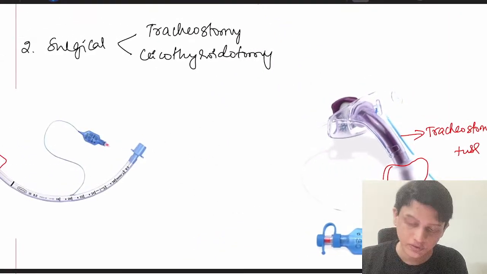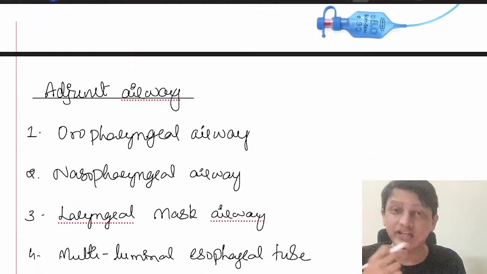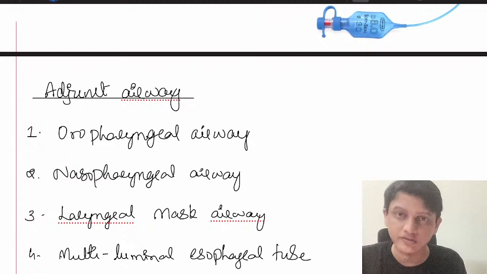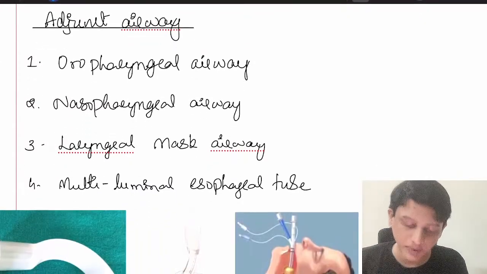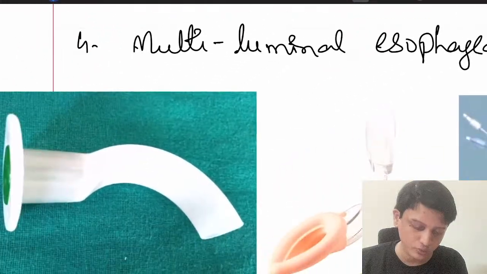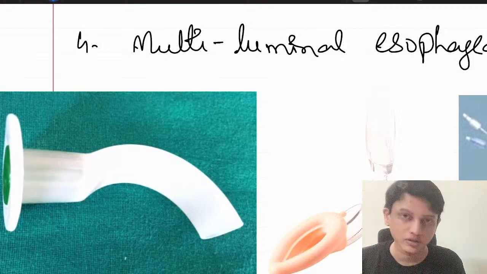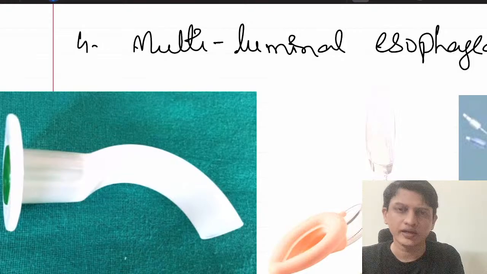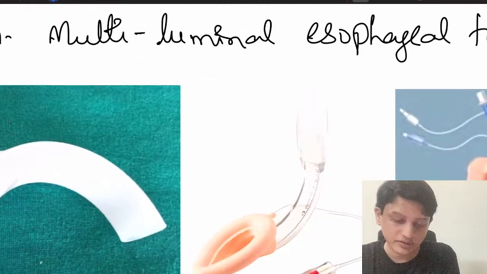Then what are adjunct airways? One is oropharyngeal, which goes only from the oral cavity till the pharynx. Then there is the nasopharyngeal airway, or the laryngeal mask airway, or something called the multiluminal esophageal tube. So this is your oropharyngeal tube. It is present just till the pharynx, as an adjunct, used for a time being.